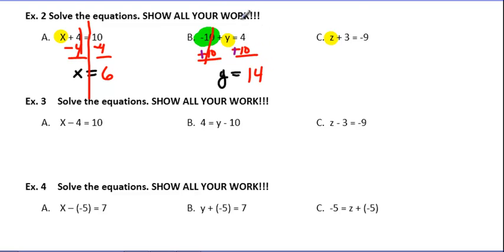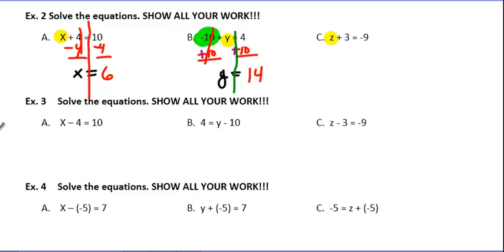All right, again, keep in mind this equal sign stays in a straight line, or as straight as you can get it. You're going to go ahead and do C on your own, and we'll check that answer tomorrow in class as I come around. It's something you have to have an answer for. Don't leave it blank. All right, let's take a look at example 3.